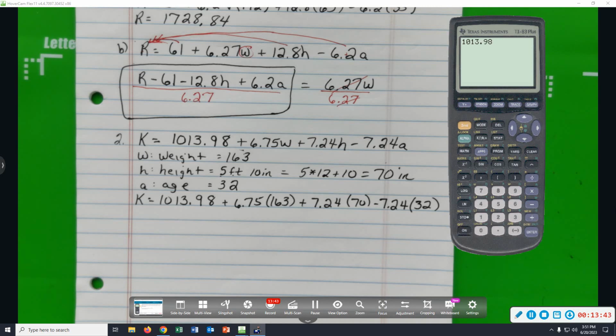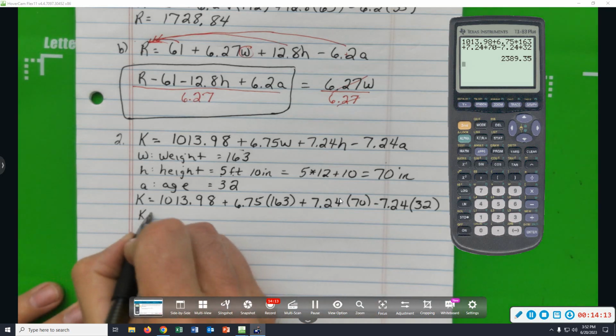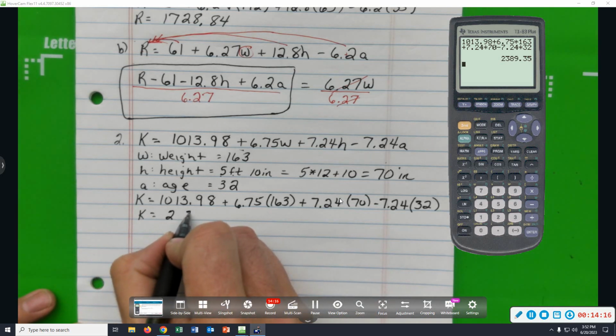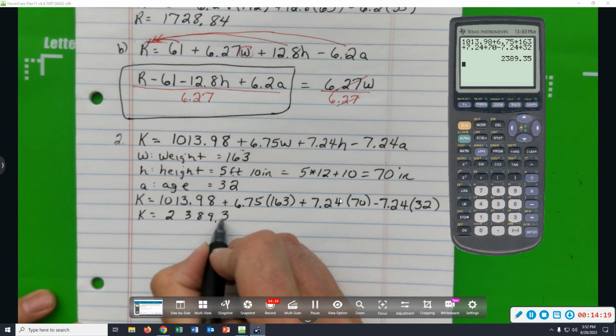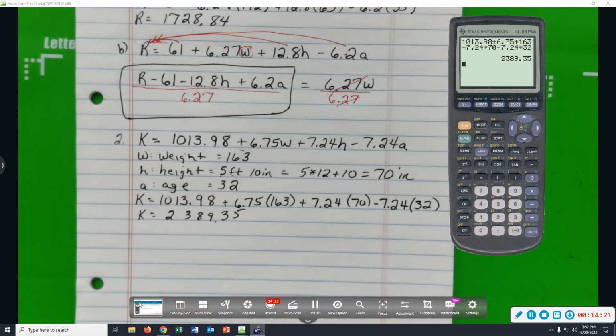So it's 1013.98 plus 6.75 times 163 plus 7.24 times 70 minus 7.24 times 32. Okay, so we're getting 2389.35.